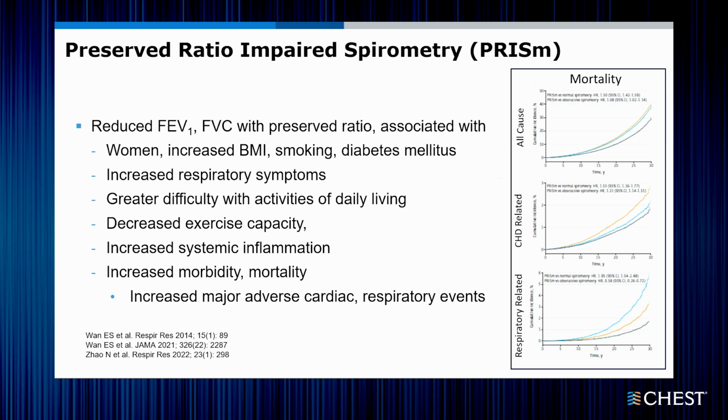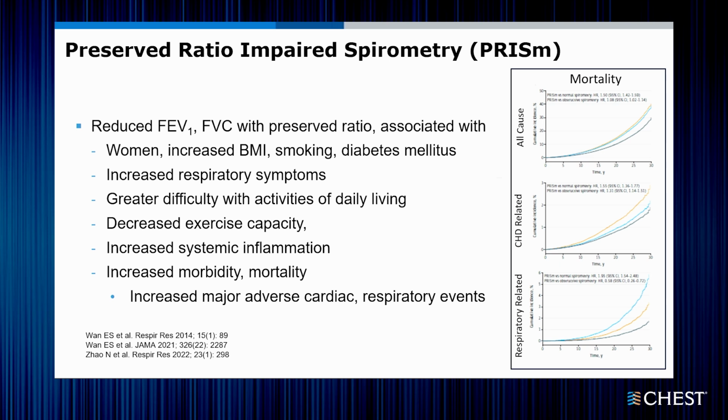So, preserved ratio impaired spirometry, PRISm, which is, I think, increasingly the term that we use to apply to this nonspecific pattern that I've just described to you, is defined as either a reduced FEV1 or FVC or both with a preserved ratio. And when we look at all of the studies, we find that a lot of the patients who have this pattern are very similar to those original studies of the nonspecific pattern that I've described. It's seen more often in women, patients with an increased BMI. Smoking history is kind of variable in a variety of different studies, but diabetes is common.